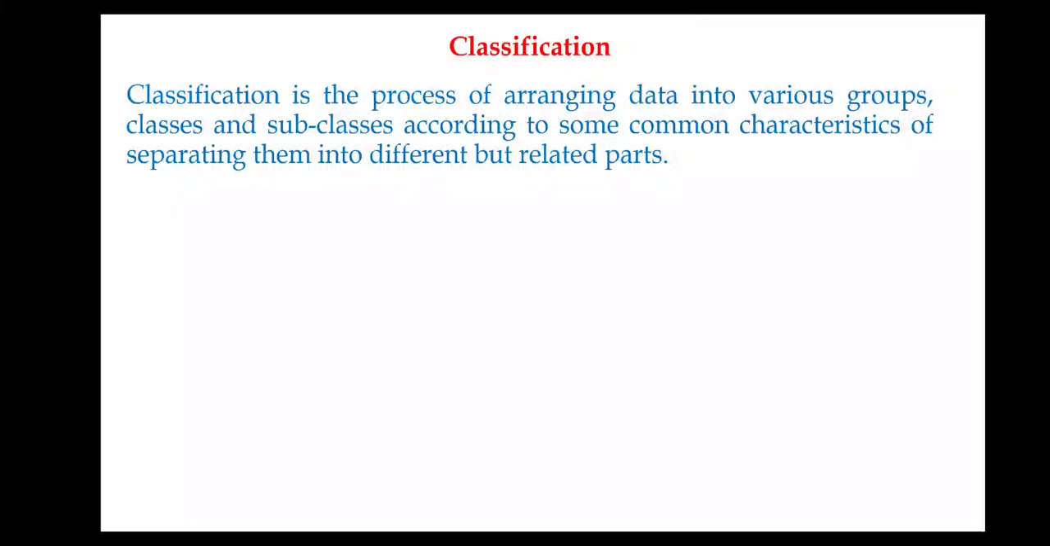Now I'm going to explain the classification chapter. This is a continuation of the previous unit, where we ended the previous video.